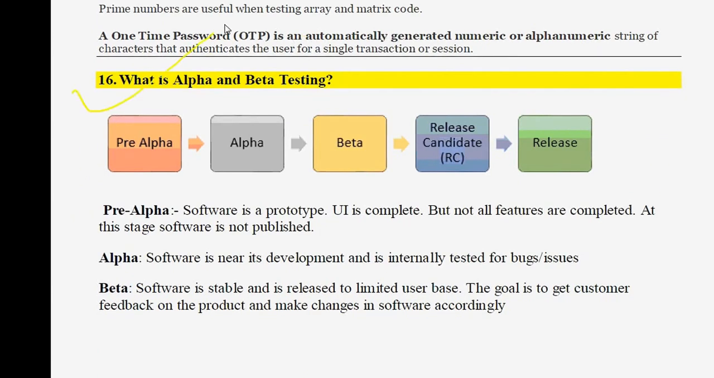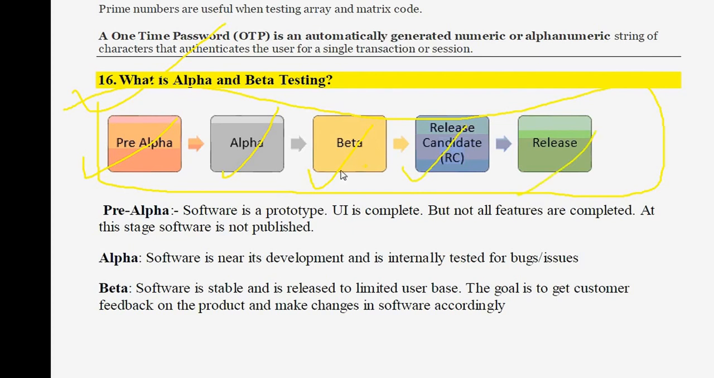What is alpha and beta testing? In a software development scenario, if we consider the testing phase of software, this includes the pre-alpha phase, alpha phase, beta phase, release candidate and release phase. The pre-alpha phase is one in which the software is a prototype. The UI development part is completed, but not all the features of the software are ready to use.